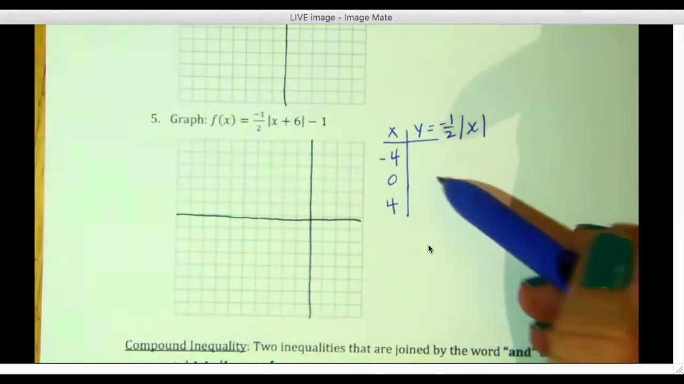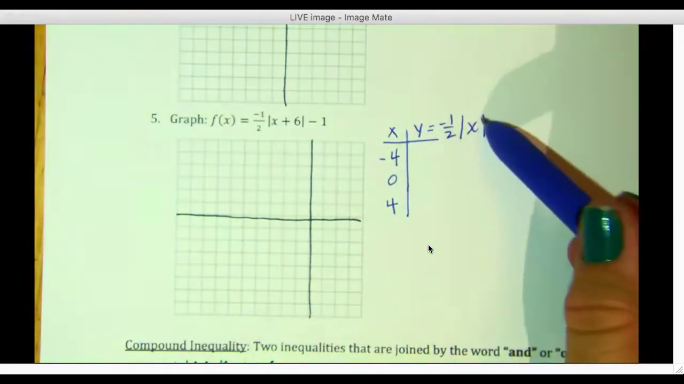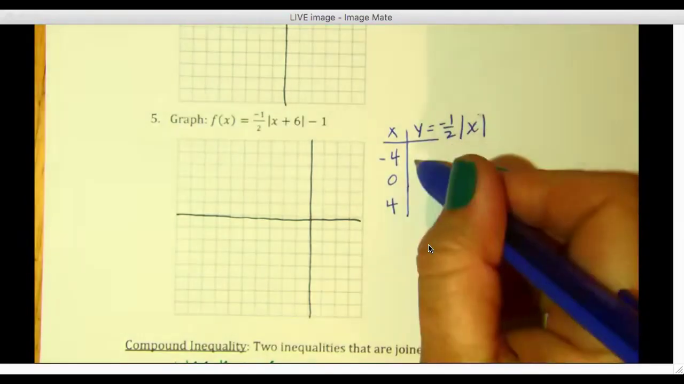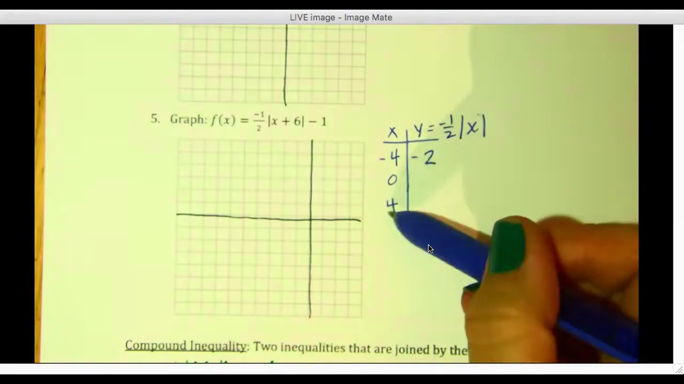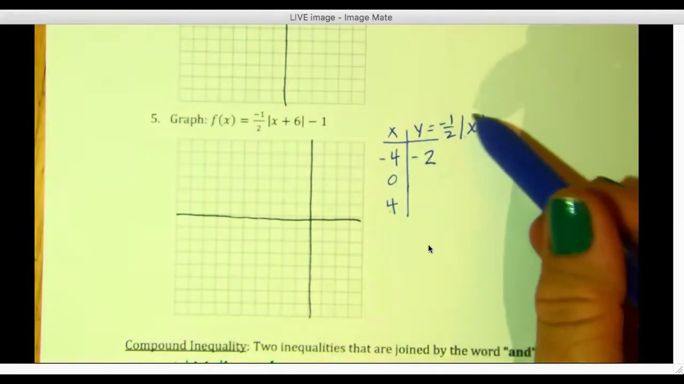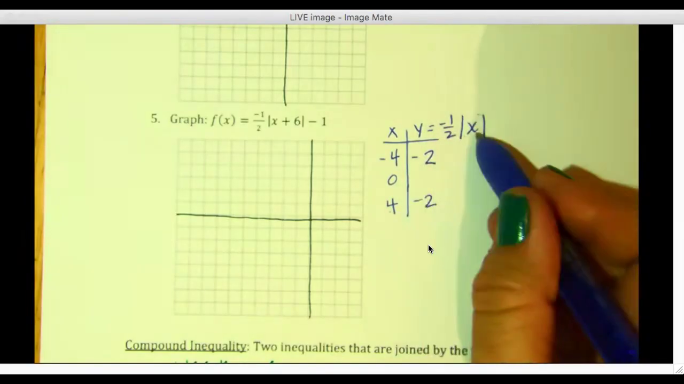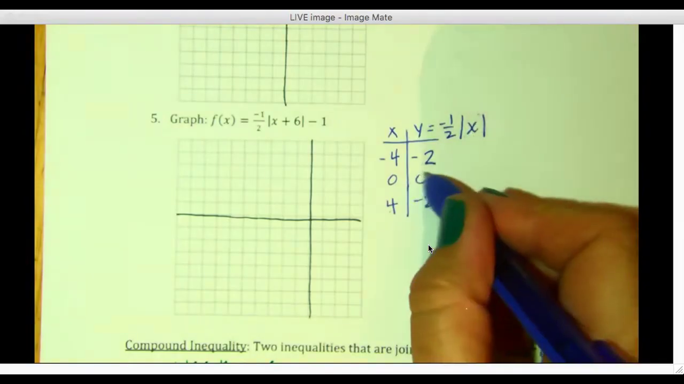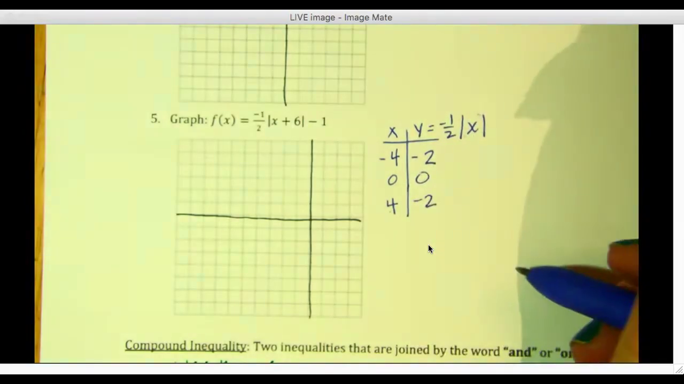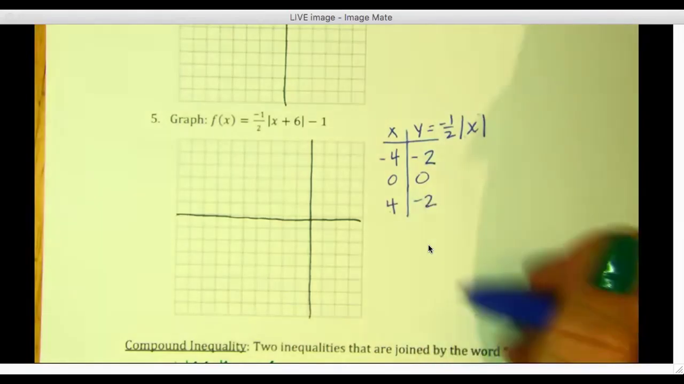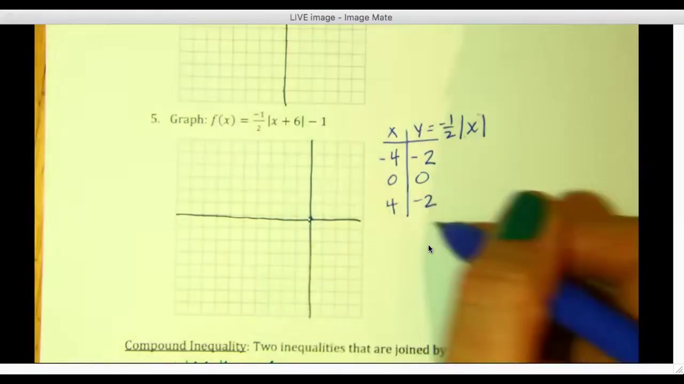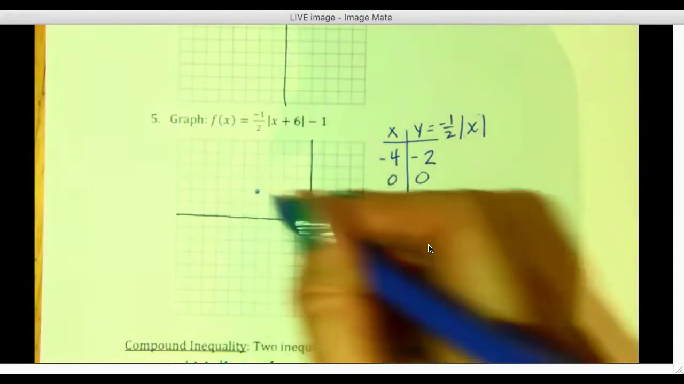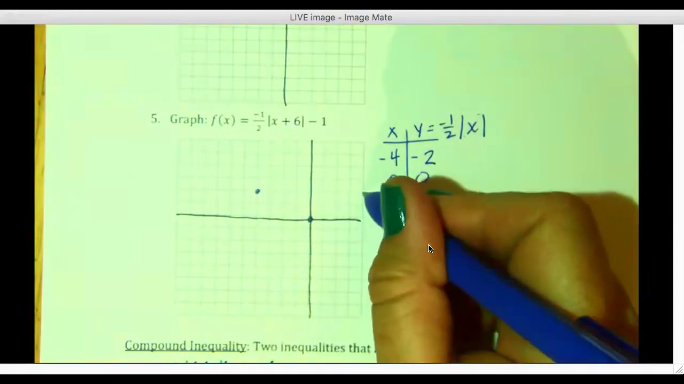And so I have -4. Absolute value of -4 is 4. 4 times -1/2 is -2. 4, absolute value of 4 is 4, times -1/2 is -2. 0, absolute value of 0 is 0, times -1/2 is 0. So I have these points I can go ahead and plot. 0, 0, -4 and -2, and +4 and -2.